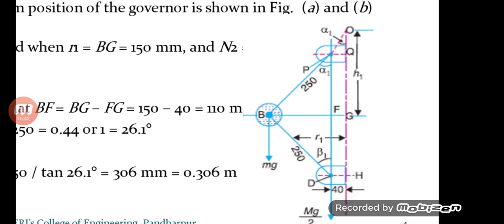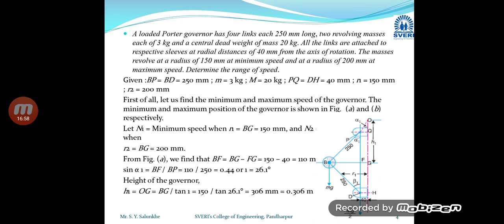So I just want to concentrate on the angle alpha 1, which we have to calculate by means of the geometry in this diagram. While we calculate it, we will see what triangle and geometry we are going to use. Now first of all, we will see what is given in this problem.